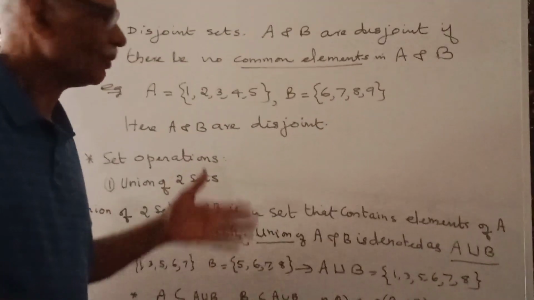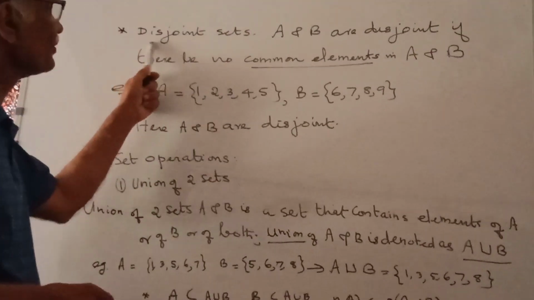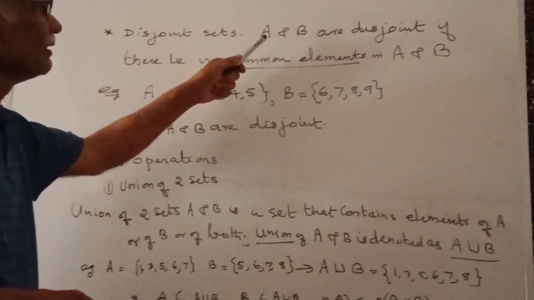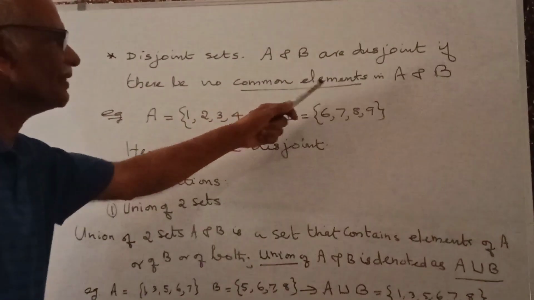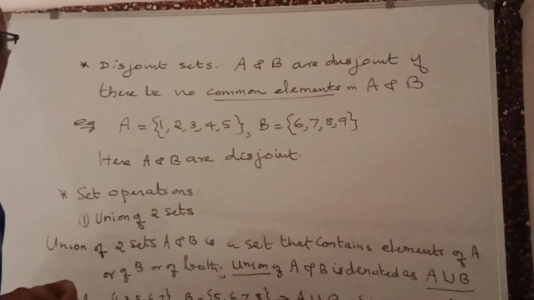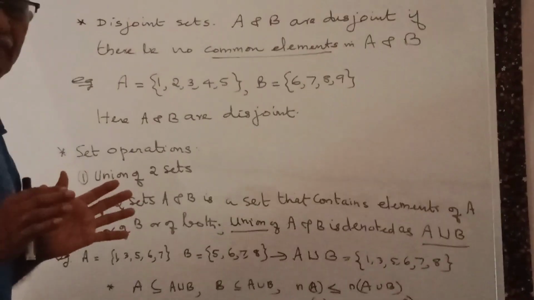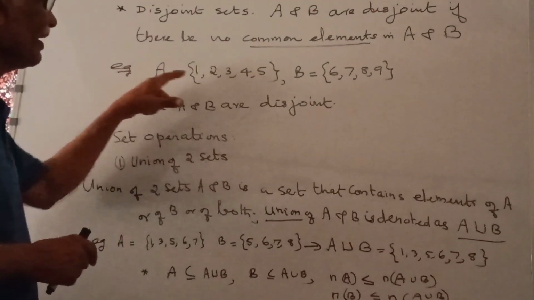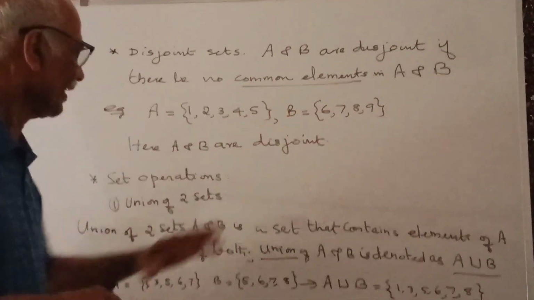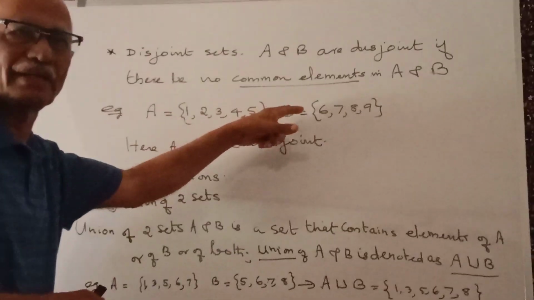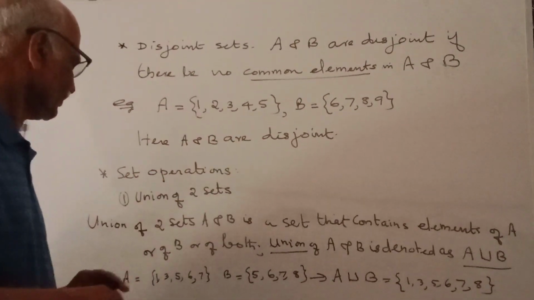Consider topics in set theory. One idea is disjoint sets. A and B are disjoint if there are no common elements in A and B. So disjoint means there is no common element. For example, if A is {1, 2, 3, 4, 5} and B is {6, 7, 8, 9}, there are no common elements in A and B, so we say A and B are disjoint.